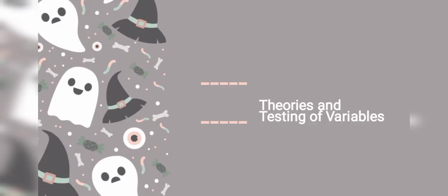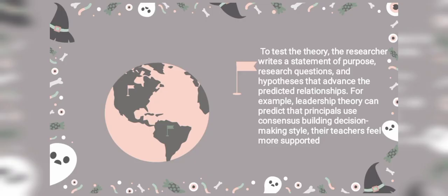And the last is theories and testing of variables. To test the theory, the researcher writes a statement of purpose, research questions and hypotheses that advance the predicted relationship. For example, leadership theory can predict that when principals use a consensus-building decision-making style, their teachers feel more support.